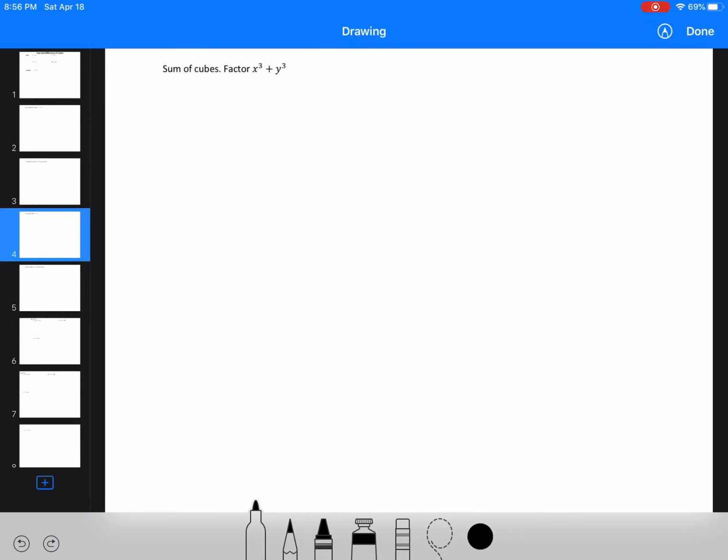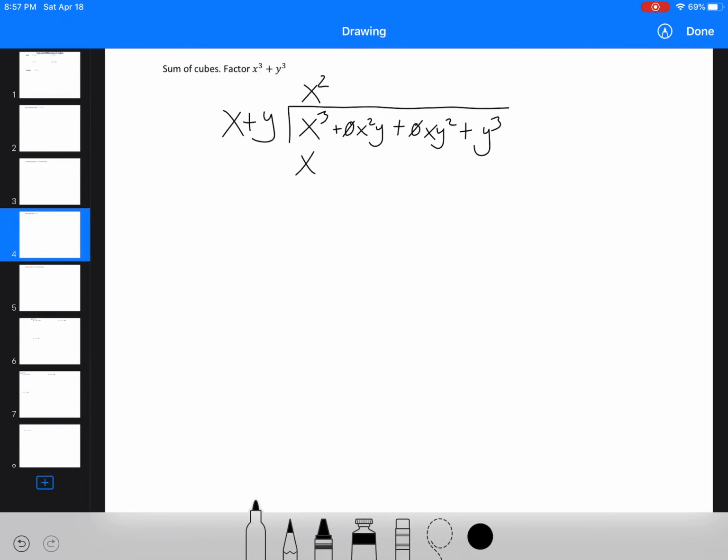Now we're going to do the exact same thing with sum of cubes. Rather than having a minus in the front like we do here, we're going to start with a plus. So x plus y. x cubed plus 0x squared y plus 0xy squared plus y cubed. Then we have x squared, we multiply that down, get x cubed. I don't know why I keep making it a squared, let's make it look nice.